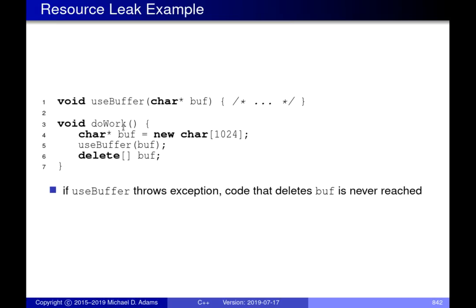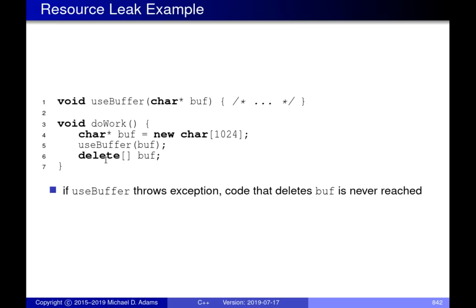Then we have this function called doWork, which creates a buffer because it wants to use whatever functionality useBuffer provides. Because the caller has to provide the buffer, it allocates a buffer of size 1024 characters. Then it passes a pointer to this buffer into useBuffer, and after the function call returns, the code is being very diligent to make sure it releases the resource that was allocated. In other words, it's freeing the memory.